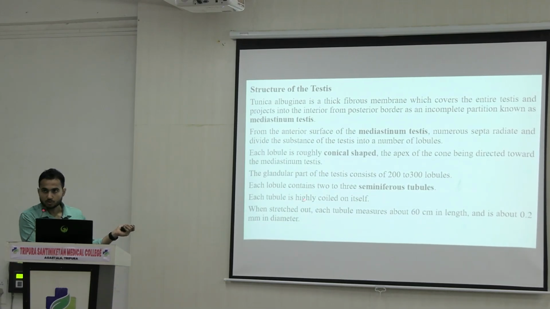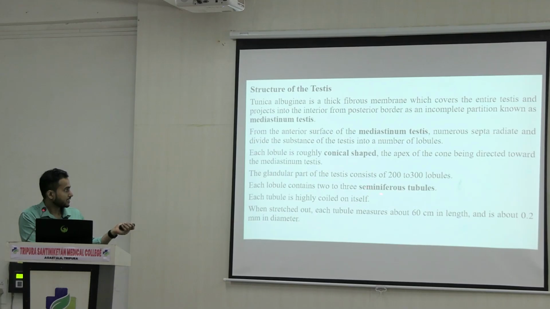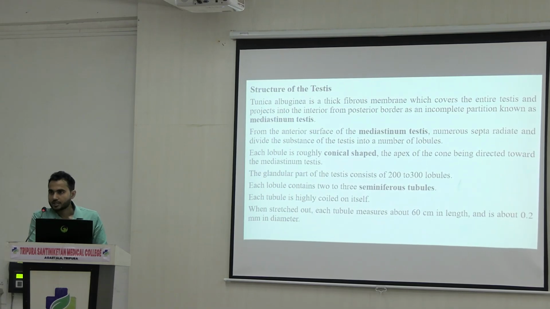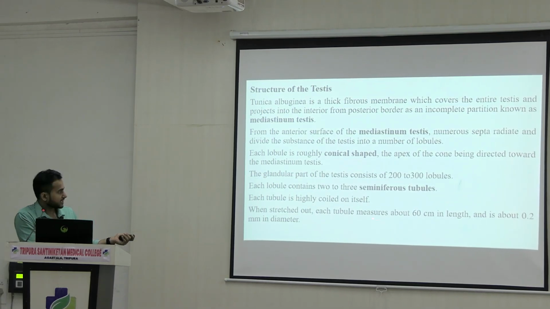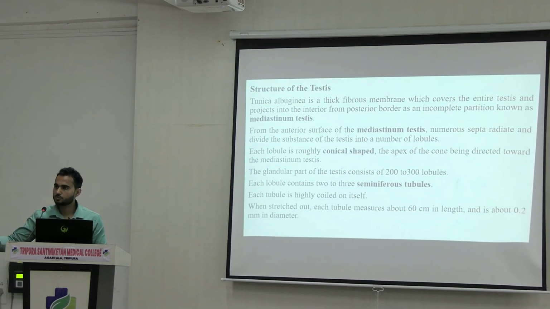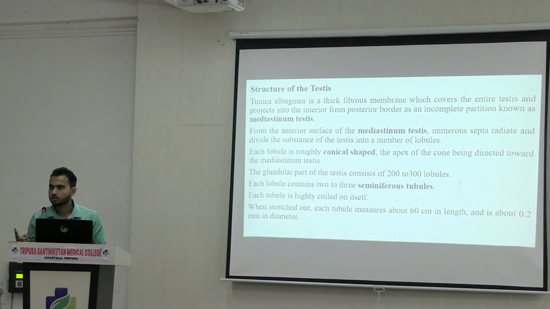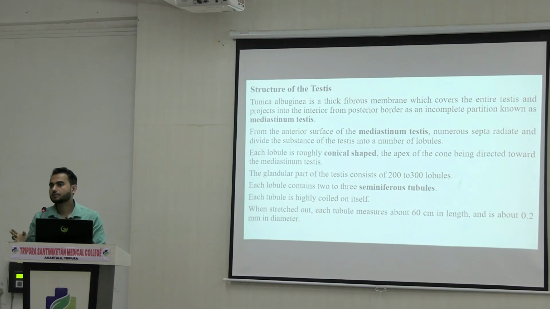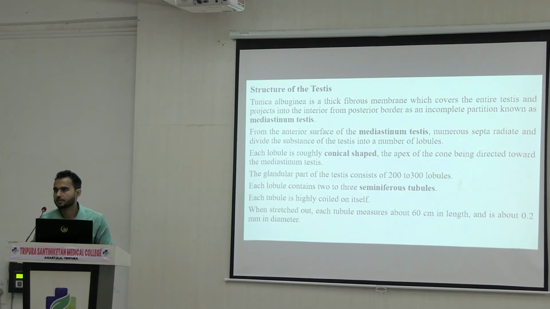Inside each lobule, what are we getting? We are getting 2 to 3 highly coiled seminiferous tubules. When we stretch these tubules, they will measure approximately 60 centimeters. Just imagine, inside each lobule, highly coiled seminiferous tubules are there, and if you stretch the coiled part, the length will become up to 60 centimeters. The diameter is very small, approximately 0.2 millimeter.